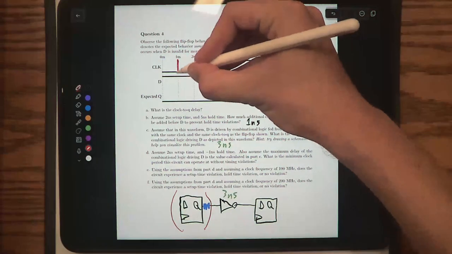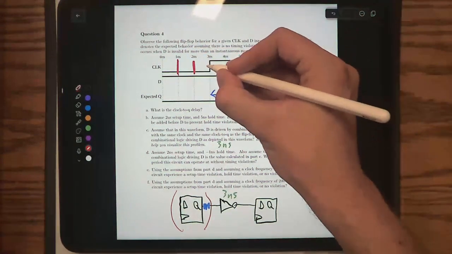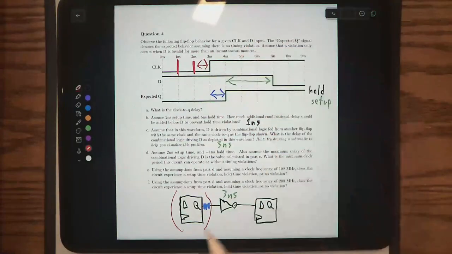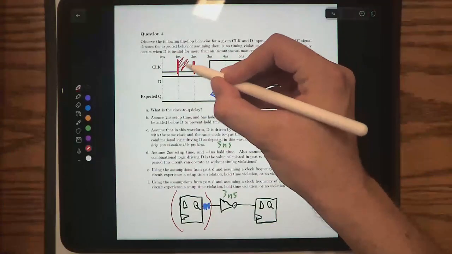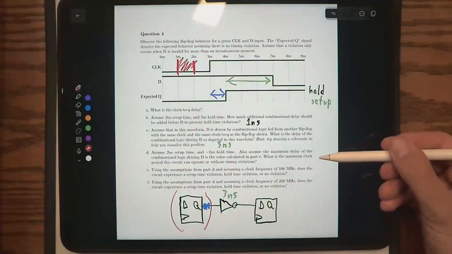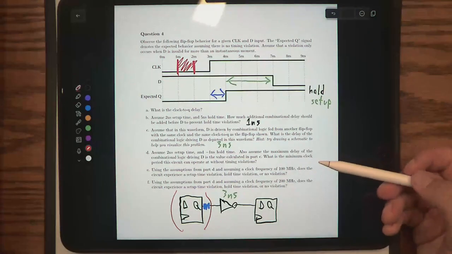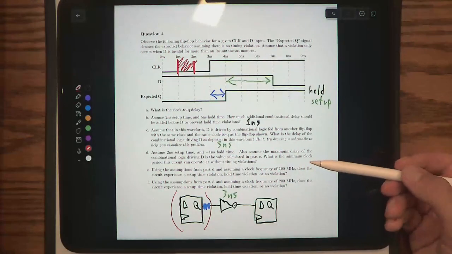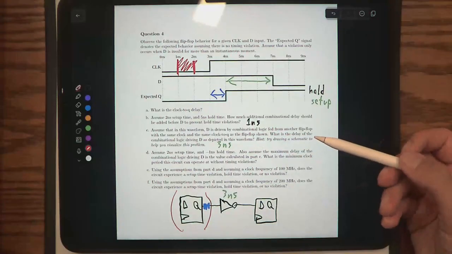Where does it end? 2. Yeah, because we have a -1 nanosecond hold time, so it will be 1 nanosecond before the clock edge. So this is our timing aperture for this question. Also assume the maximum delay of the combinational logic driving D is the same value as what was calculated in part C. So the combinational logic is going to be 3 nanoseconds.